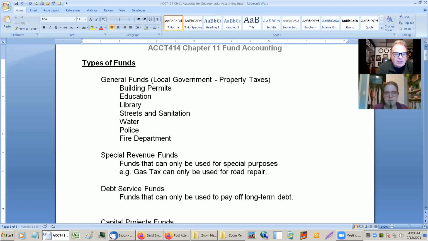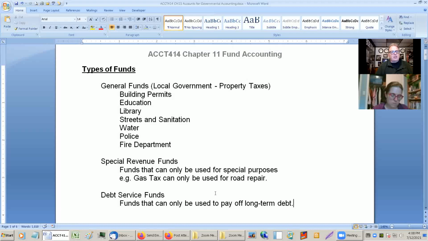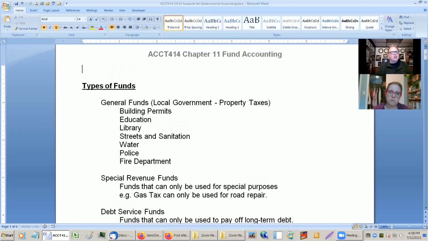What do we consider long-term debt in this case? Anything over a year. And by the way, another weird thing about government agencies is they usually have a July 1st to June 30th year. It's sort of just the opposite of most businesses, which have a year end of December 31st.